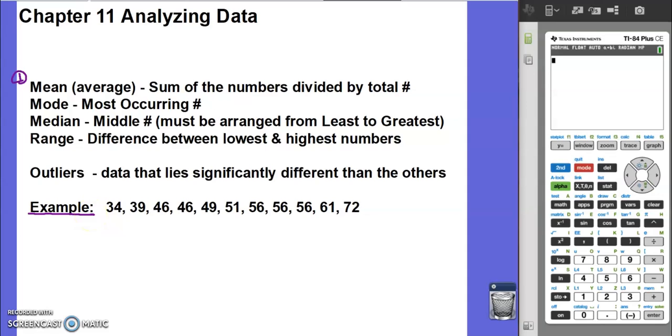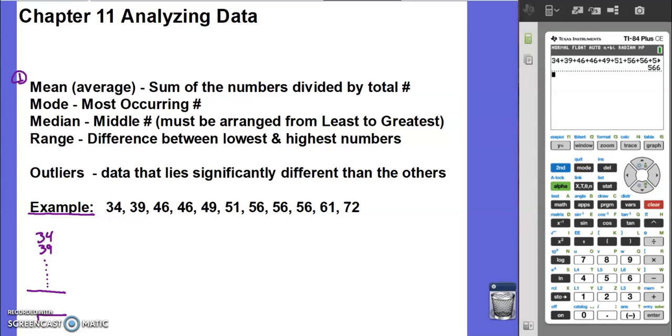So if we were going to find the average, we would literally just add those numbers up. I'm not going to list them all, but 34 plus 39, and just add all of those numbers up. Get your sum, and then you simply divide by how many numbers there are. So it's the sum of the numbers divided by the total numbers. There are 11 numbers here.